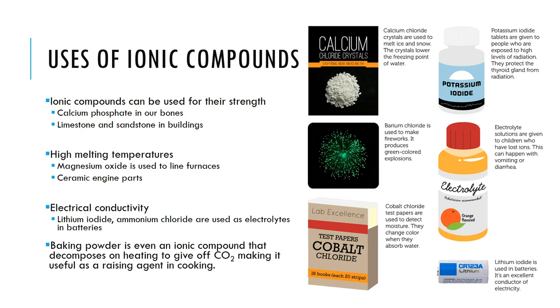One I often remember is sodium chloride, table salt, that we put on our food, but here's some others for you. They can be used for their strength. So calcium phosphate gives strength to our bones, or calcium-based compounds such as limestone and sandstone in buildings. Also, calcium compounds form chitin, for those of you doing biology, which forms the exoskeleton in things like crabs and even some insects. So that calcium-rich skeletal structure is there for strength. They have high melting temperatures, so we use them in different ceramics to give them strength and heat resistance.